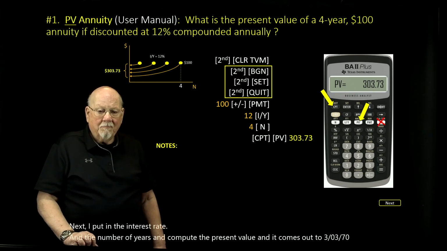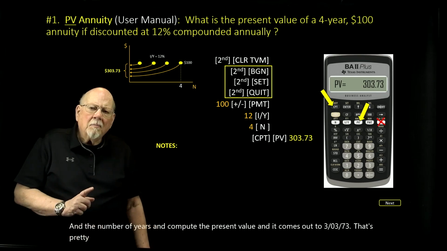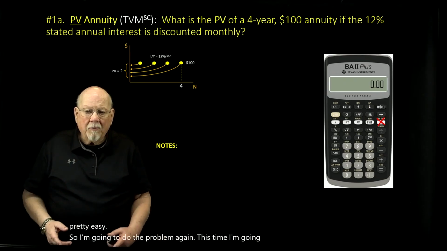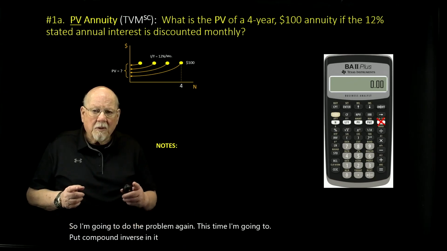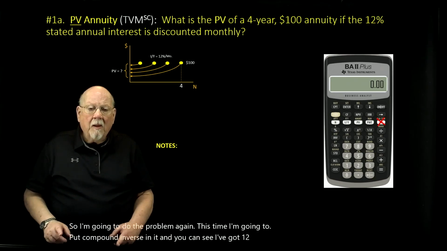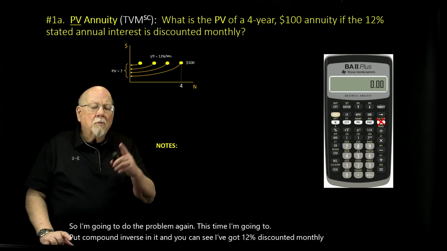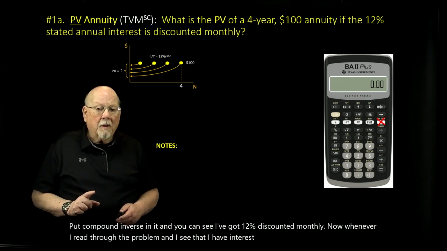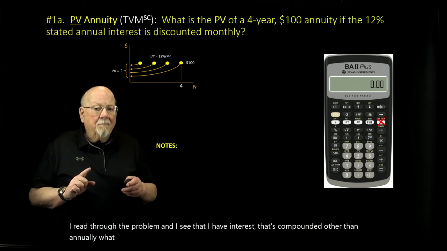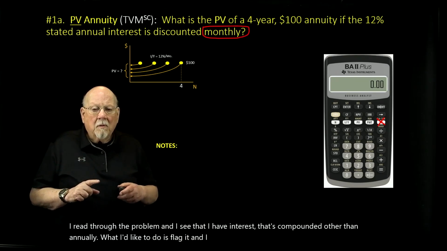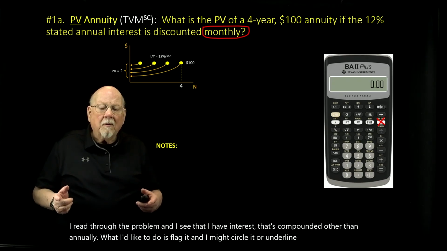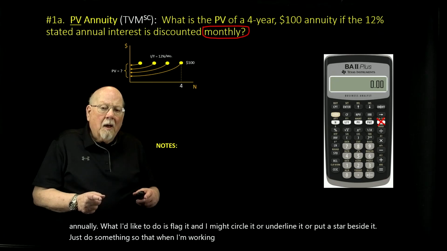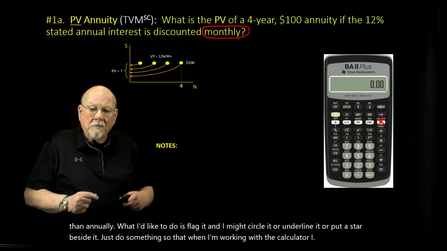That's pretty easy. So I'm going to do the problem again. This time I'm going to put compound interest in it. And you can see that I've got 12% discounted monthly. Now, whenever I read through the problem and I see that I have interest that's compounded other than annually, what I like to do is flag it. I might circle it or underline it or put a star beside it. Just do something so that when I'm working with the calculator, I don't overlook that step.